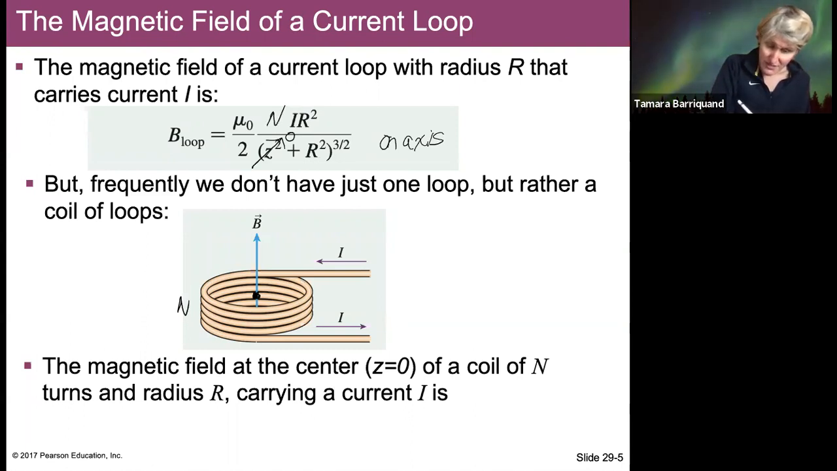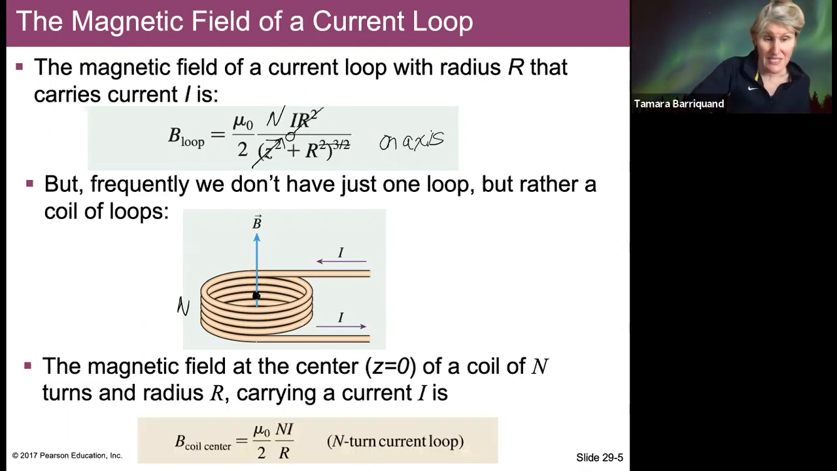If z goes to 0, then r squared to the 3/2 would just go to r cubed. And we have an r squared in the top. So this r cubed will cancel with this r squared in the top, and we'll just have an r on the bottom. And so we see that for a coil, the magnetic field in the center of a coil is going to be mu naught over 2 n times I over capital R.